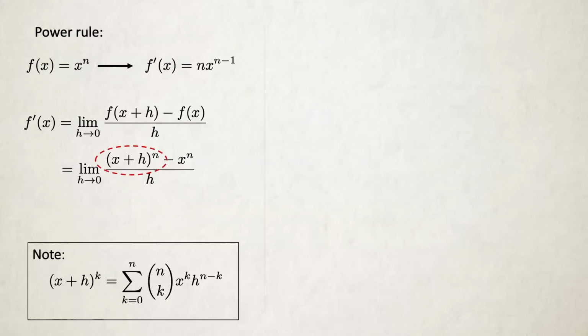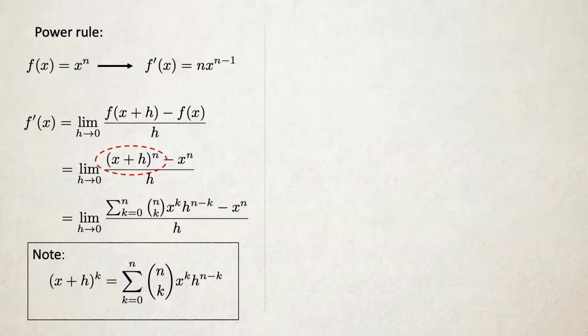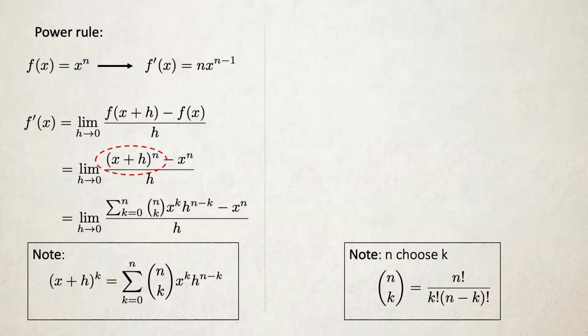Here we can expand x plus h to the n power as the summation from 0 to n of n choose k times x to the k times h to the n minus k. Therefore, the limit becomes the limit as h approaches 0 of the summation from 0 to n of n choose k times x to the k power times h to the n minus k, minus x to the n power, over h. Here n choose k is defined as n factorial over k factorial times n minus k factorial.